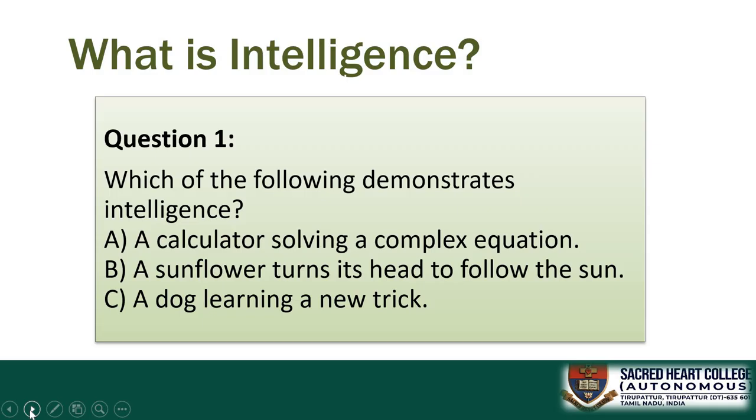So I'm going for the other option, C, a dog learning a new trick. This involves memory, adaptation, and problem solving. So this is what is called intelligence. So this is a simple example that shows that intelligence involves learning and adapting. So now we have a basic idea of intelligence.